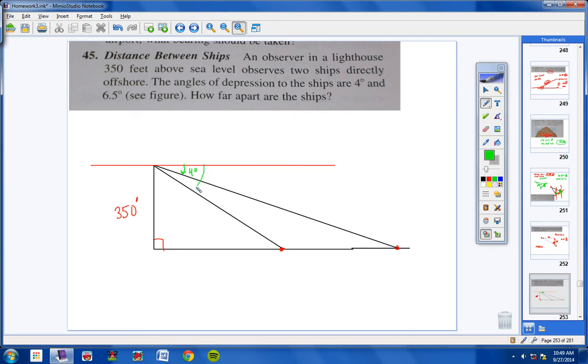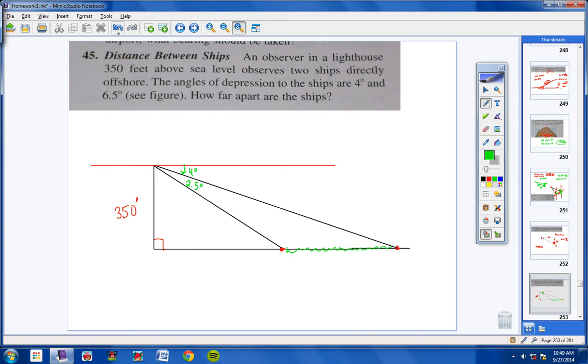Now, from here to here is 6.5 degrees, so the smaller angle here, excuse me, is 2.5 degrees. So if I take this angle here with 1 dot and this angle here with 2 dots and add those together, I will get 6.5 degrees. Okay, so there's my angles of elevation. Now, they're asking us to find the distance between the ships. So we're trying to find the distance from here, right here, all the way over to here.